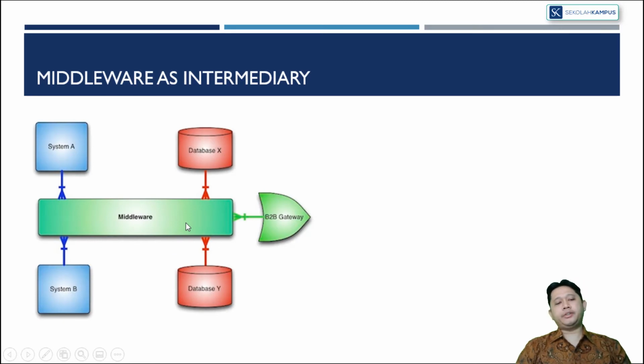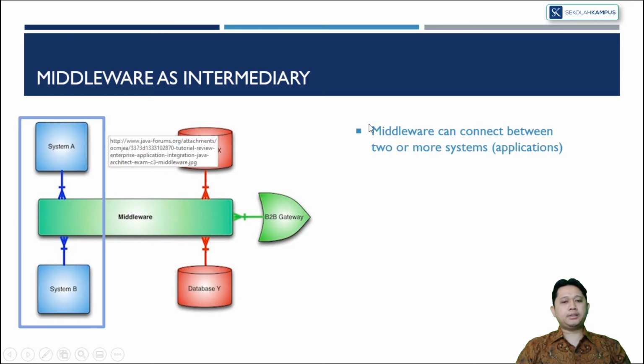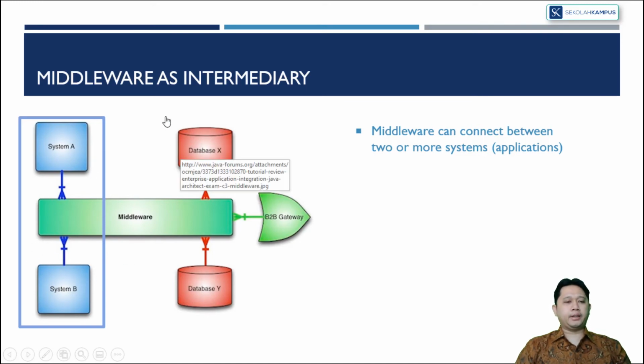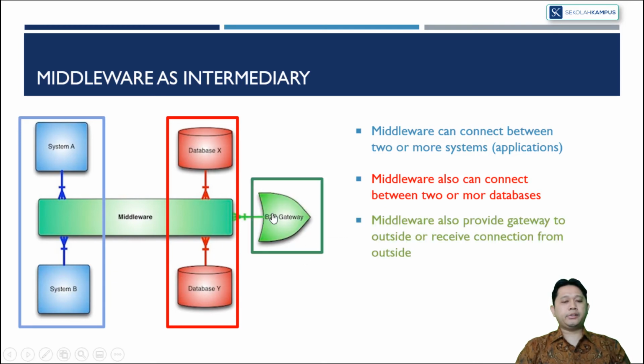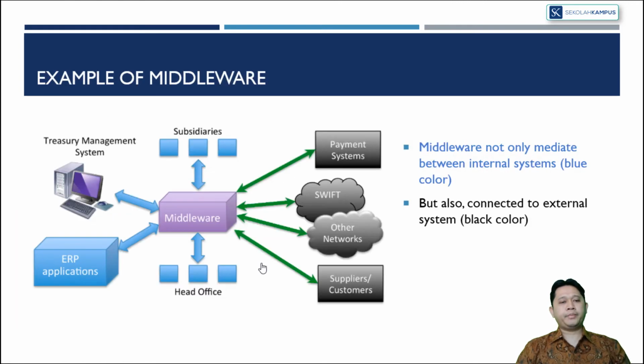Okay, as we can also see with this picture, middleware can connect two or more systems or applications. And then in the red here, middleware can also connect two or more databases. Okay, and in the green, middleware also provides a gateway, to connect outward or to receive connections from outside. Okay, we continue with an example of middleware.